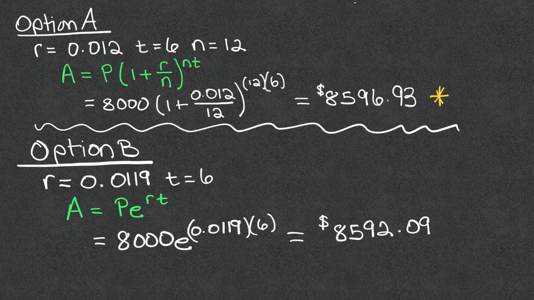Don't forget to convert your rates to decimal form instead of percent form before you do your calculations. For option A, you should have used 0.012 for your rate and 12 for your number of compounding periods, and you should have gotten $8,596.93. For option B, you should have used 0.0119 for your rate and 6 for your t. That would have given you $8,592.09. The better option was compounded monthly, the top option. It got you just a little bit more money at the end.